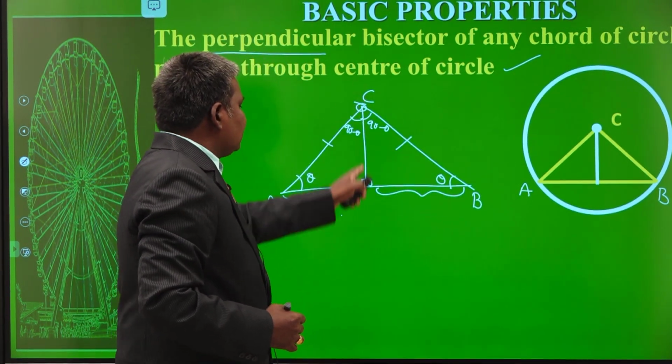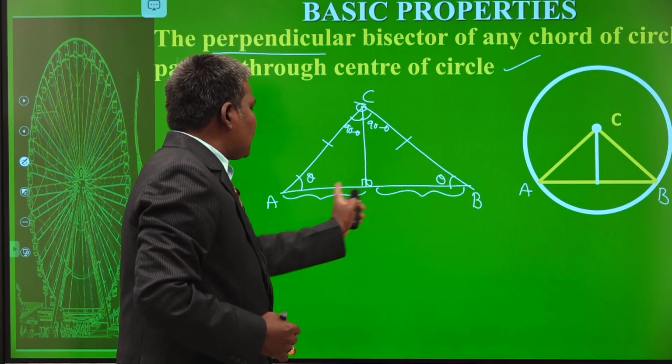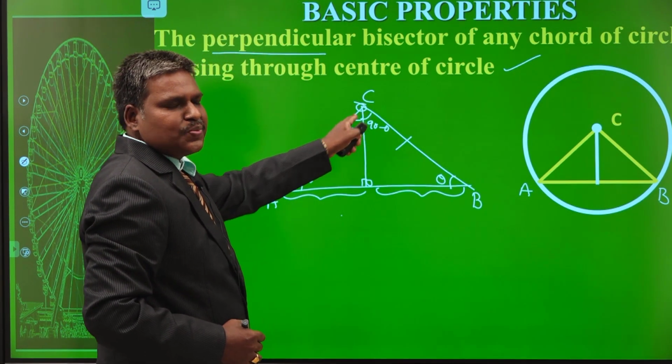Am I correct or not? This is the line perpendicular to this line. At the same time, it bisects AB. So this is the perpendicular bisector. Is it passing through C or not? Yes, it is passing through C.